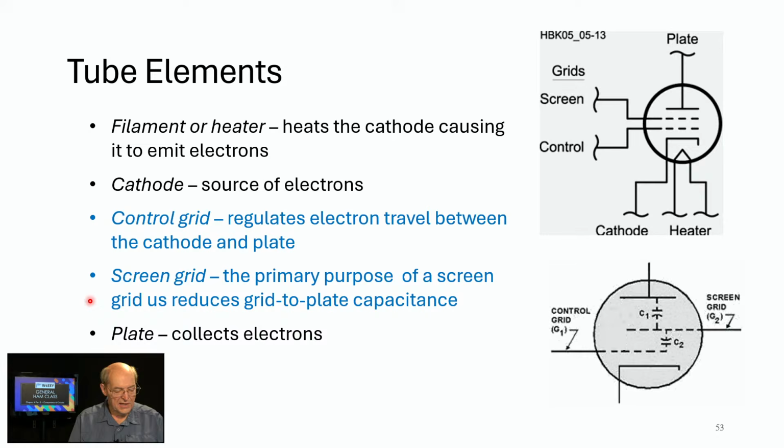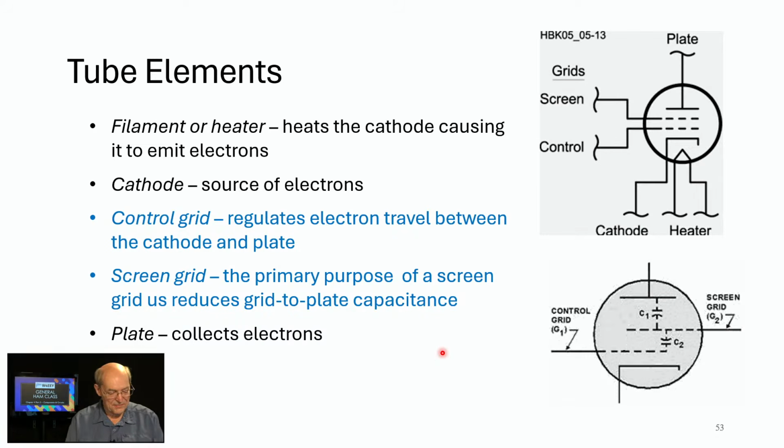So let's look at this again, see if it makes sense. The primary purpose of the screen grid is to reduce grid to plate capacitance. And then, of course, the plate collects the electrons. And when you have a screen grid, you have to separate the control grid further out so that distancing also reduces the capacitance. The manufacture and physics of how they make tubes is a fascinating area, but we won't get into that.